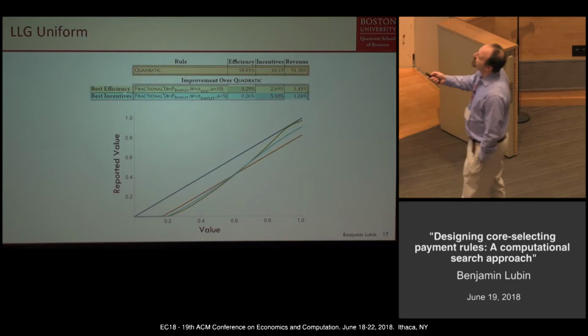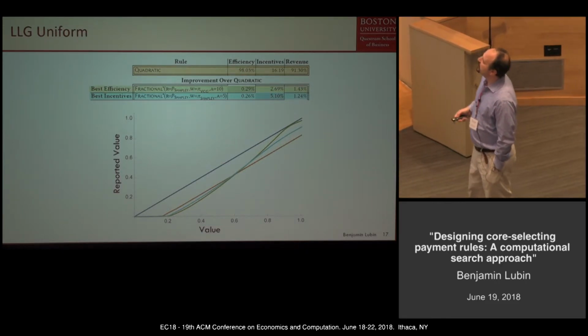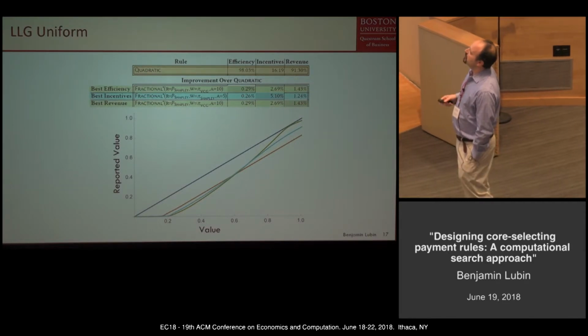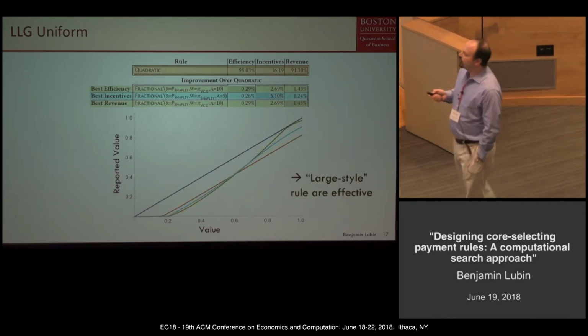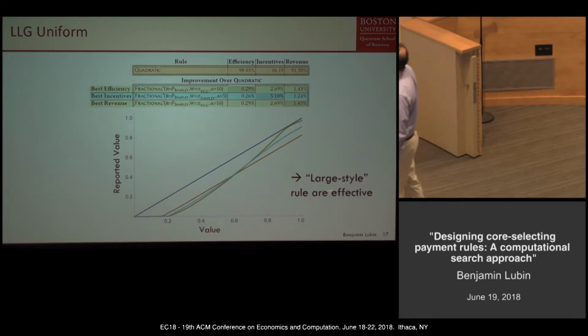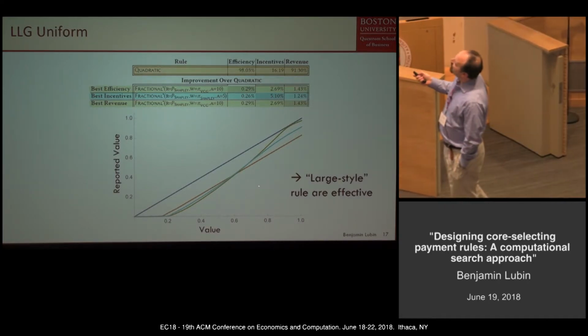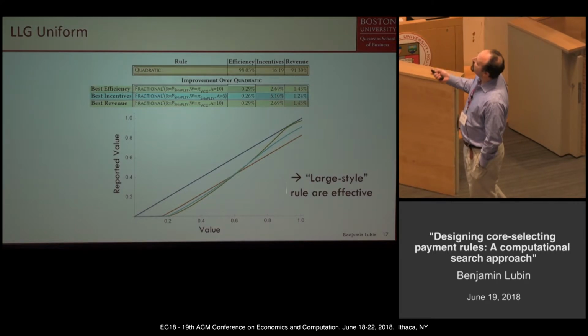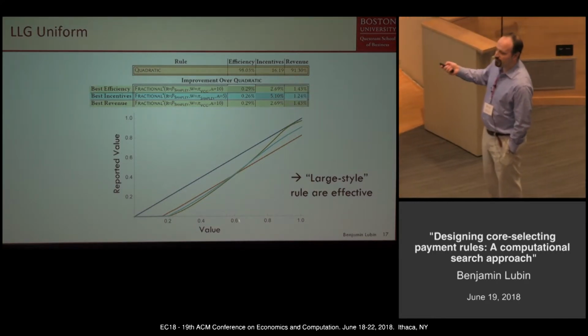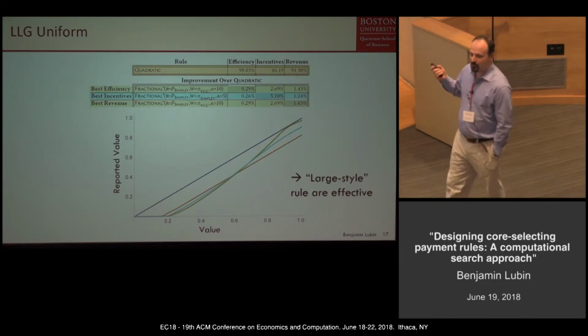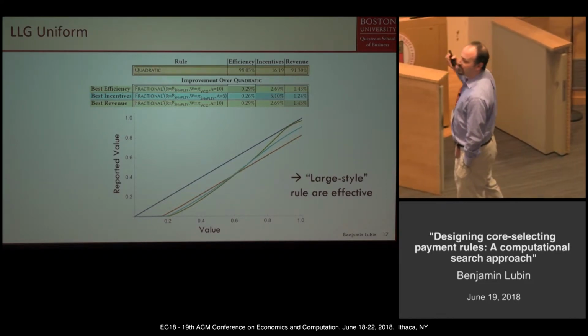If we look for the one that has the best incentives, we get about a 5% lift, and it's now this blue line here. And the best by revenue is actually the first rule again. One thing to note here is that the rules that we're finding have this sort of large style. And what this means is that they tend to provide good incentives to bidders with large values. You might imagine that this makes sense because large bidders tend to win a lot, so improving the incentives for them tends to help.